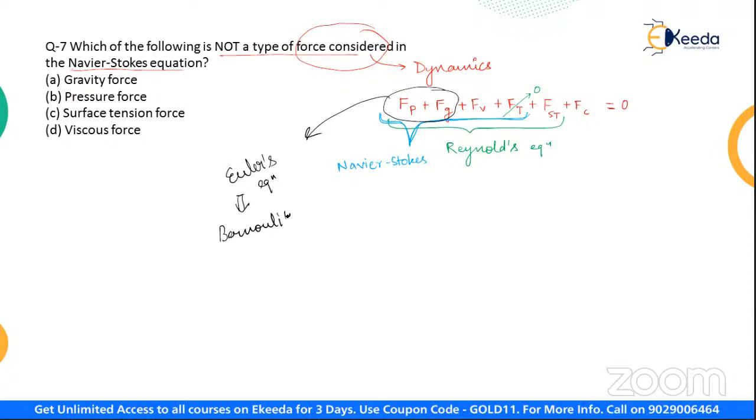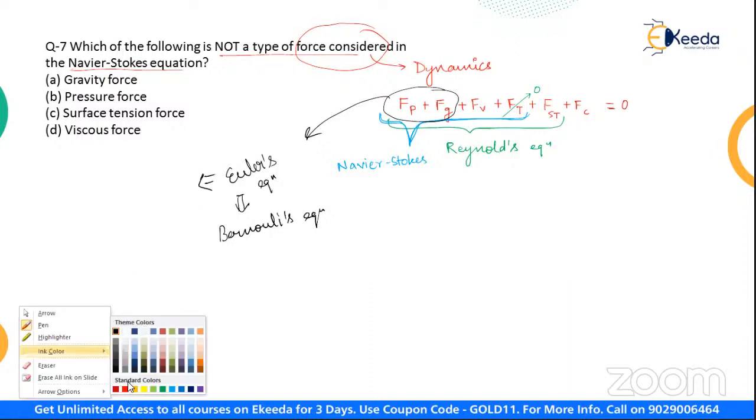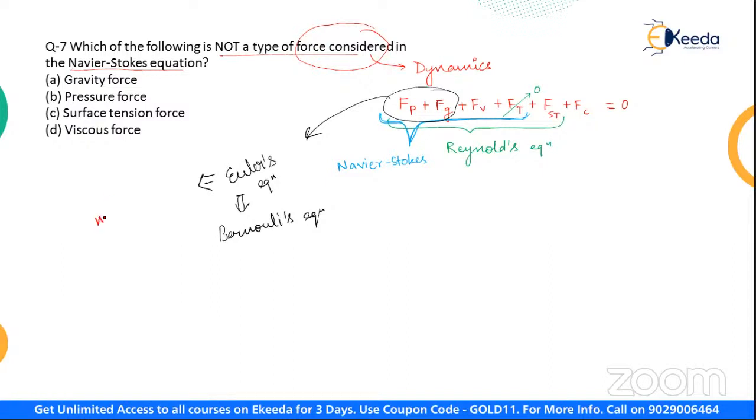The Euler's equation, which is dominantly known as the Euler's equation, is dependent upon the conservation of momentum, while Bernoulli's equation is derived based upon the energy conservation principle. So the correct option here, for which type of force is not considered in the Navier-Stokes equation, is the surface tension force, because in the Navier-Stokes equation the forces which are there are the pressure force, gravity force, and the viscous force.